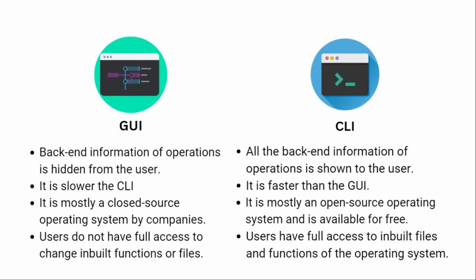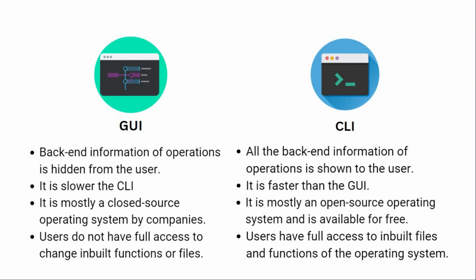So here are the differences that make a hacker choose the Linux operating system over a graphical user operating system like Windows. First of all, let's see GUI versus CLI. Backend information of the operating system is hidden from the user. In a GUI, the backend information of any operation that you perform, like copy, paste or deleting anything, such as commands or backend scripts, is hidden from the user, and a clean and neat desktop is provided. So the user doesn't have to understand what the backend of a GUI operating system is.